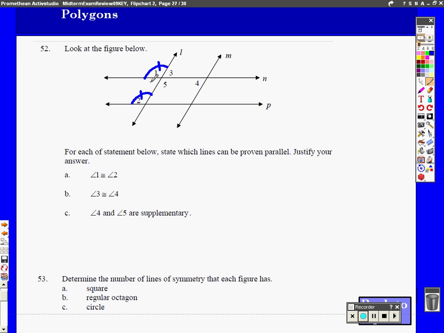So if angle 1 and angle 2 are congruent, they represent corresponding angles because they are both on top of a line on the left-hand side of this transversal. That means that the lines that are parallel are the lines they sit on top of, so therefore we know that N is parallel to P.